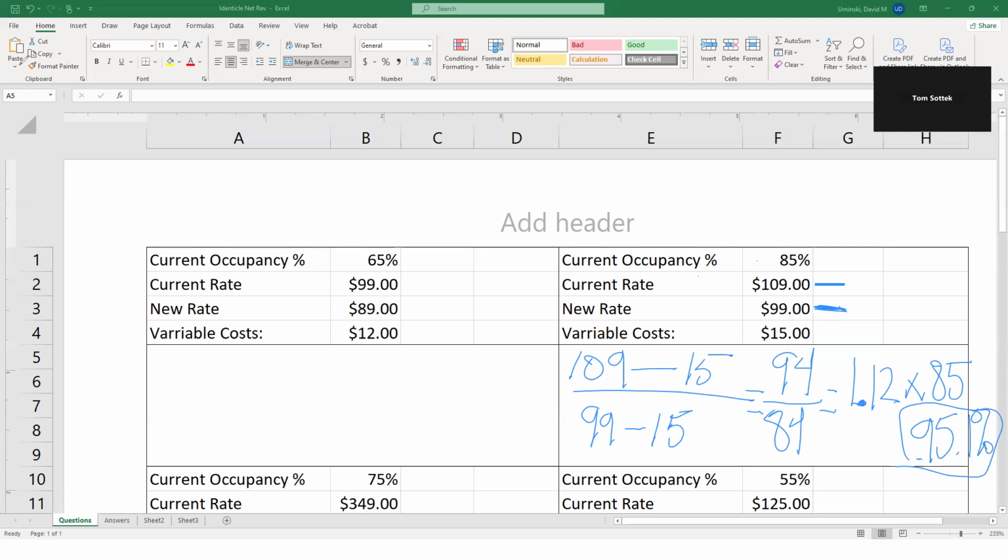So these are kind of small changes, $10 in rate. The more drastic the change of rate, the more drastic the difference between your current and your new target occupancy percentage is going to be.